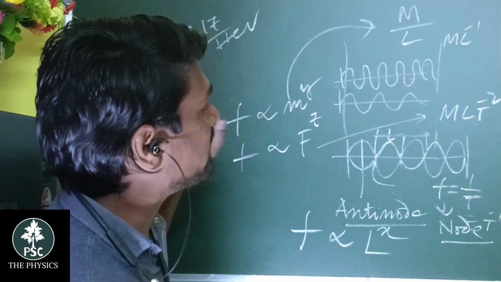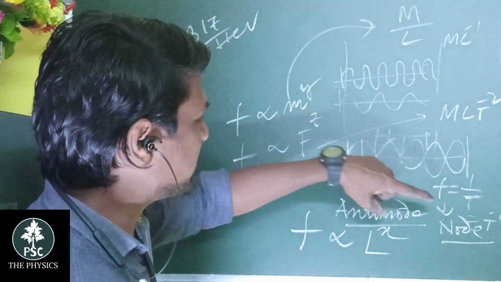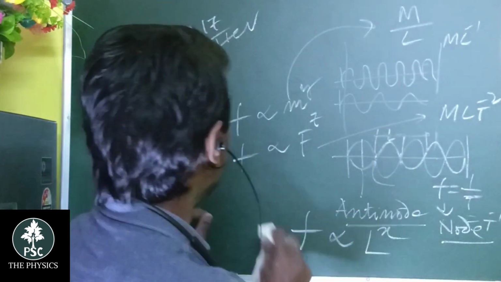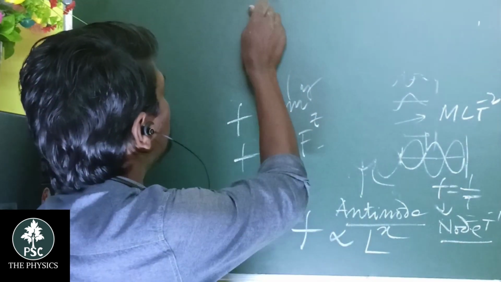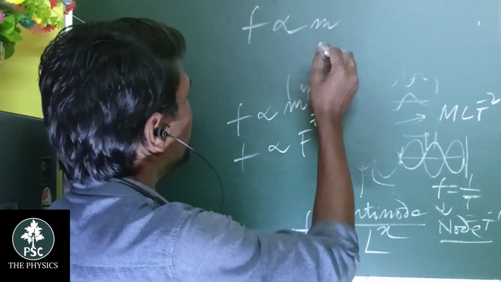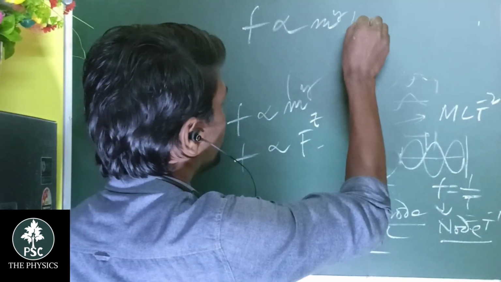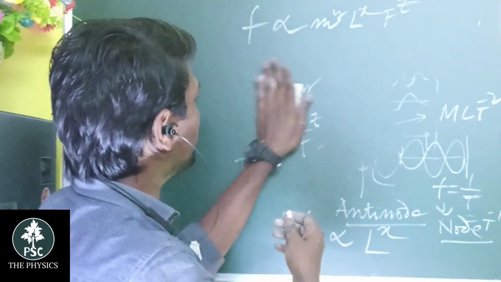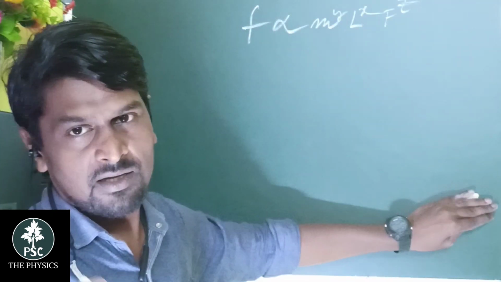This is mass per unit length, so you have to take M by L, force is MLT^-2, and frequency is T^-1. Let's derive a particular equation. You have to just write F is proportional to M to the power of y, L to the power of x, and f to the power of z. Then you have to put the different dimensions over here and compare the exponents of LHS and RHS.